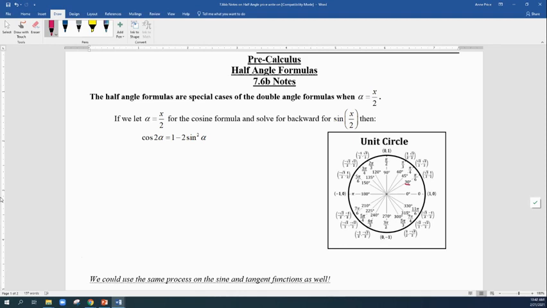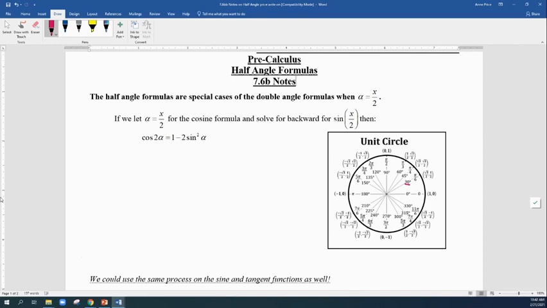For example, half of 30 would be 15 degrees, or half of pi over 6 would be pi over 12. So you're going to start seeing radian measures you're not as used to, as we work with finding and computing half angles. Before we do that, let's take a look at where these formulas, or identities, come from. If we let alpha equal x over 2 for some cosine formula and solve backwards for sine of x over 2.